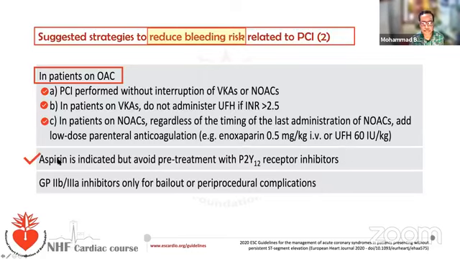Aspirin is indicated, but pre-treatment with P2Y12 receptor inhibitor is not indicated. And use IIb/IIIa receptor blocker only in bailout and very complicated situations.